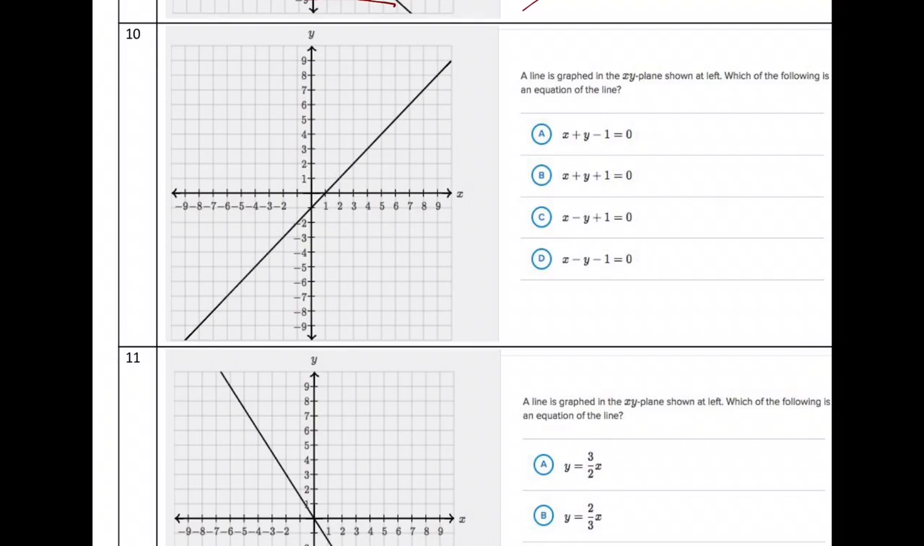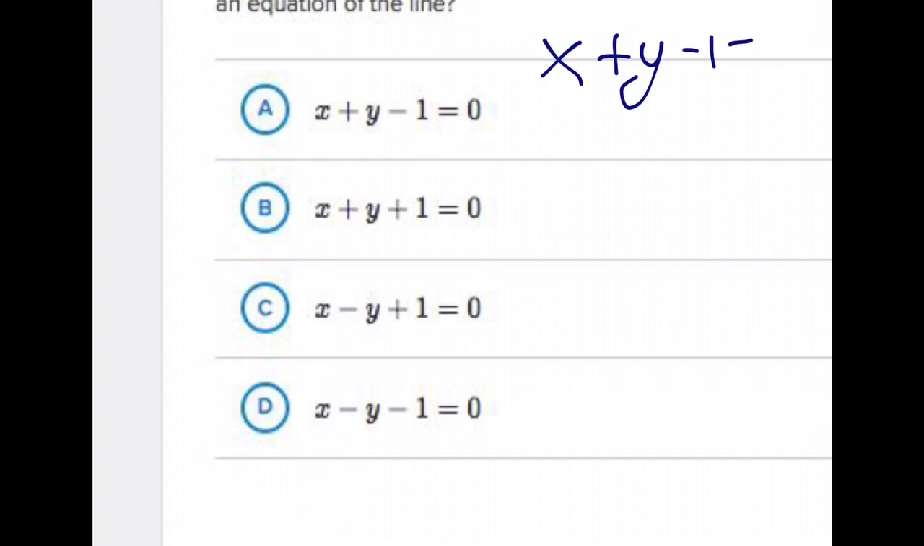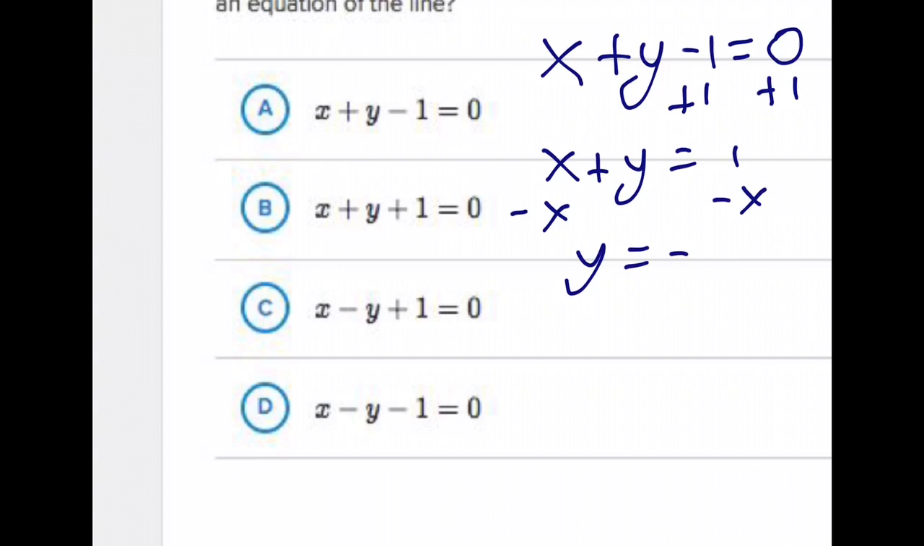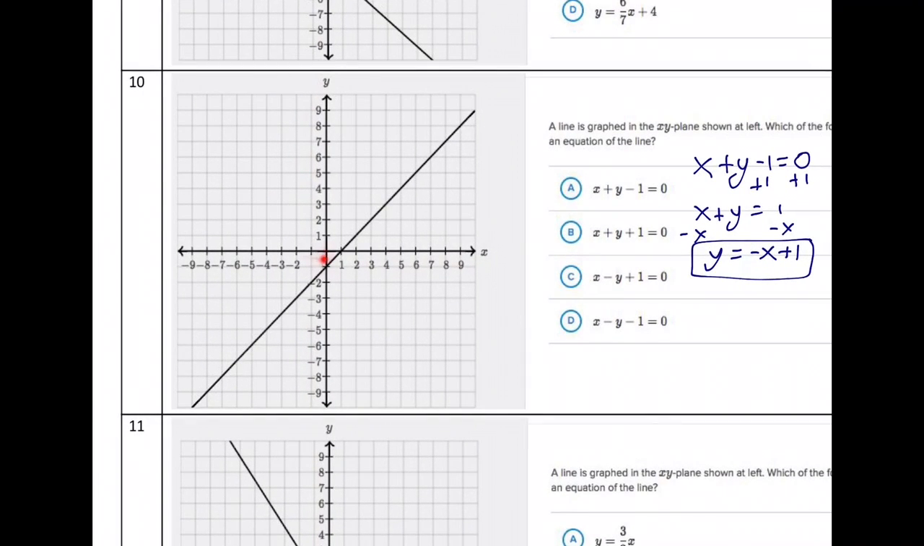Number 10. A line is graphed in the xy plane shown at left. Which of the following is an equation of the line? So what I can do is solve one of these equations for y to put it into slope-intercept form. If I begin with x plus y minus 1 is equal to 0, I can add 1 to both sides, and I get x plus y is equal to 1. And I can subtract x from both sides, and I get y is equal to -x plus 1. If we compare this to our line, my intercept should be -1. Here, it's +1. So I know that A is not correct.